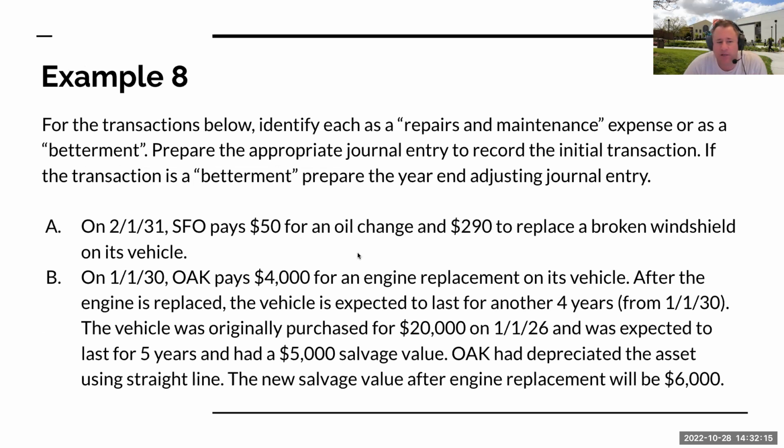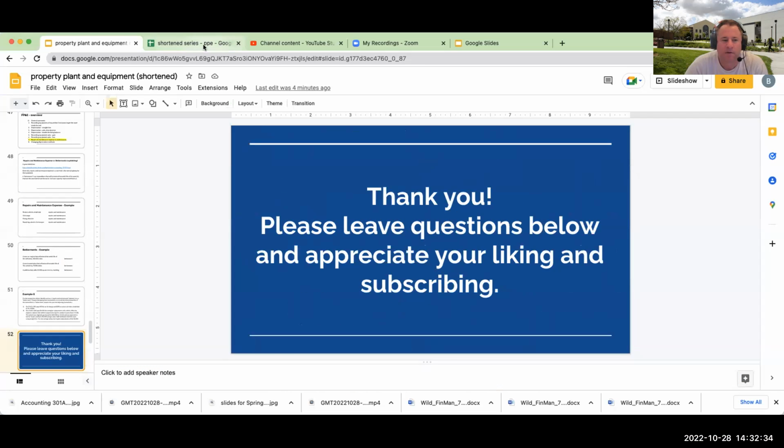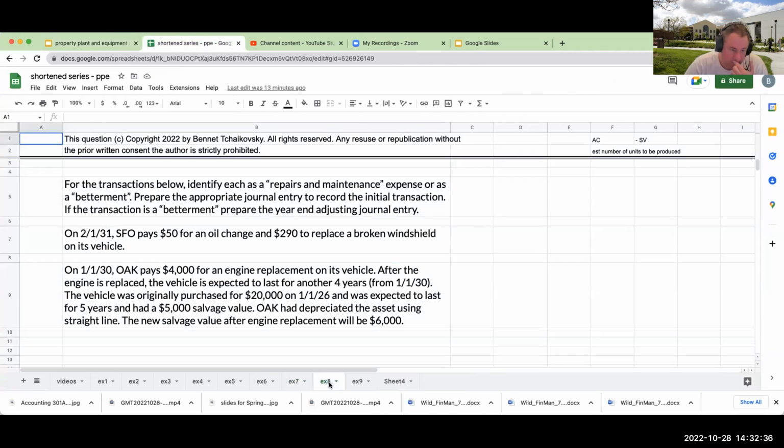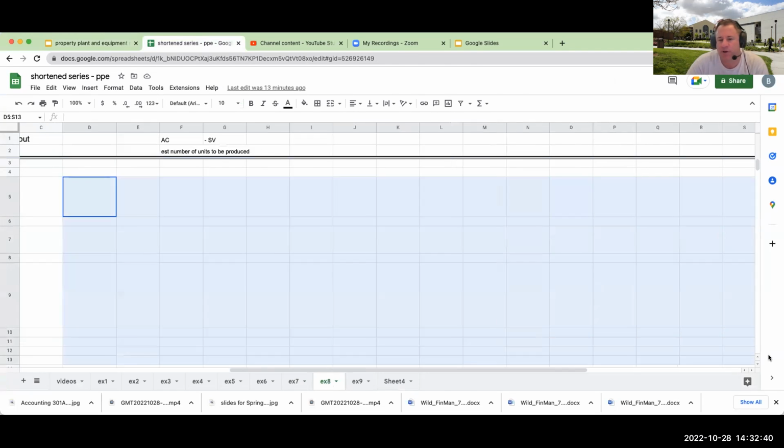So let's go ahead and take a look at this. For the transactions below, identify each as a repairs and maintenance expense or as a betterment. Prepare the appropriate journal entry to record the initial transaction. If the transaction is a betterment, prepare the year-end adjusting journal entry. So let's go ahead and take a look at this one over here. Okay, so let's do the 2131.